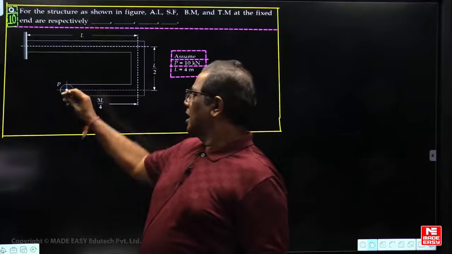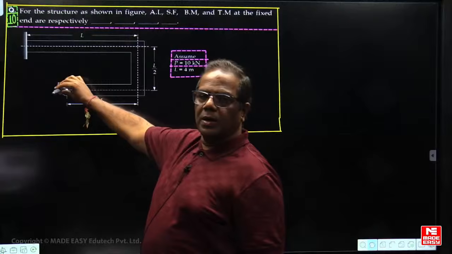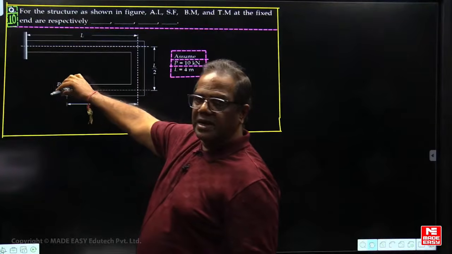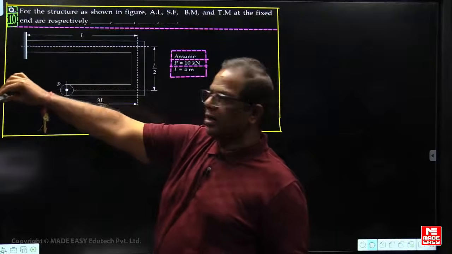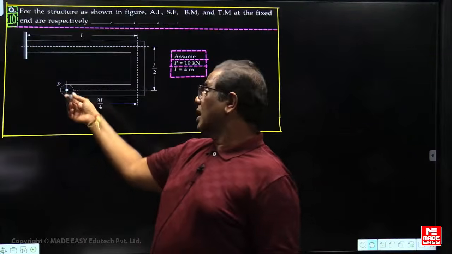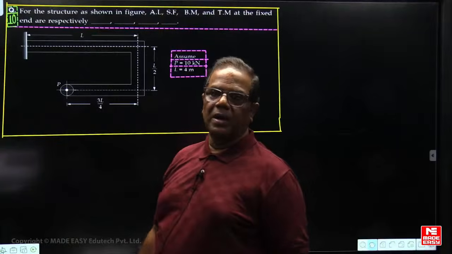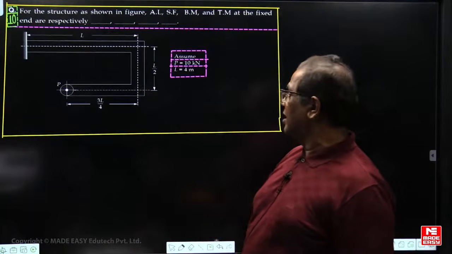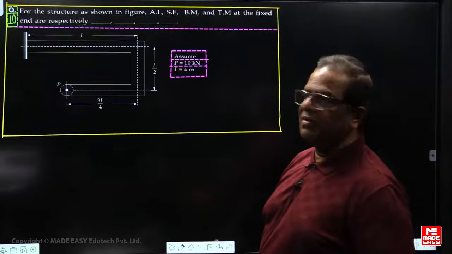Here the load is applied as a dot. What is the meaning of dot now? Perpendicular to the plane of the board. At this end, a load is applied perpendicular to the plane of the board. In the GATE paper a cross is given, meaning inward. The P value is given as 10 kilonewton, and capital L is given as 4 meters.